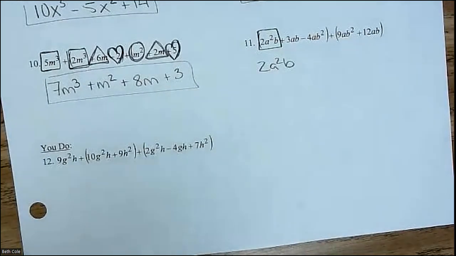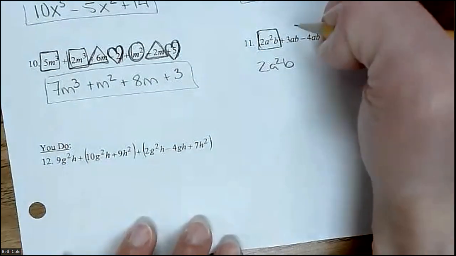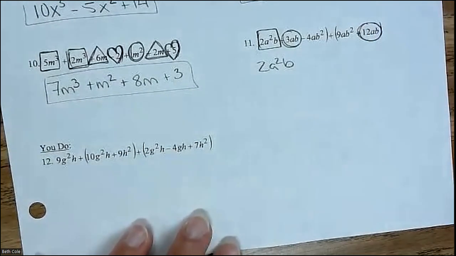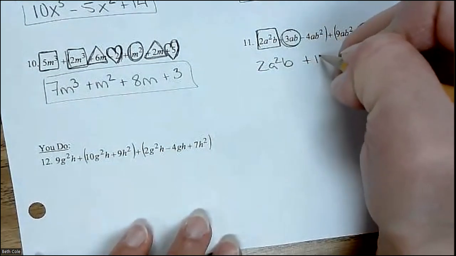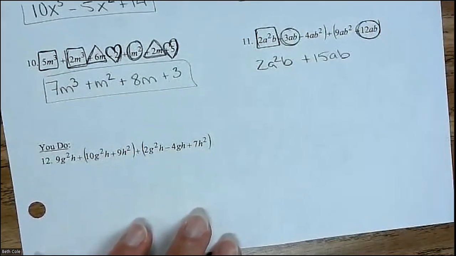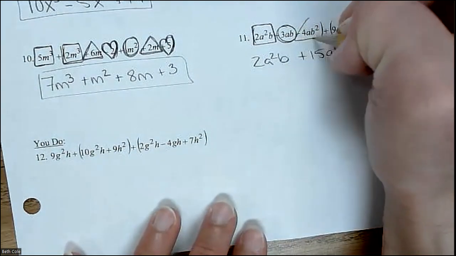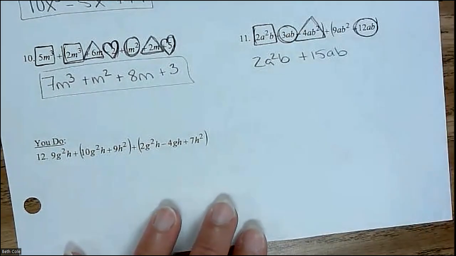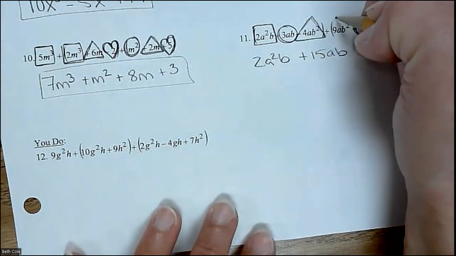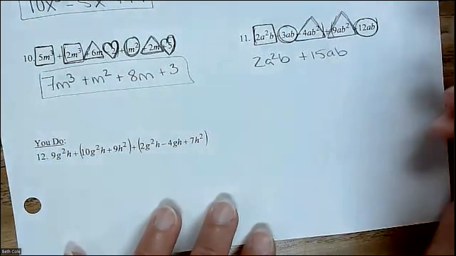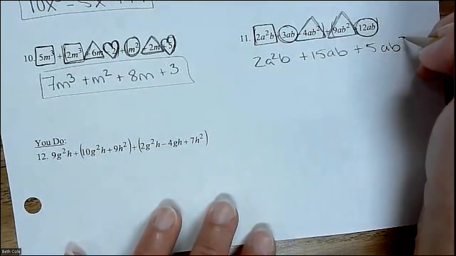This is one where there's not really a descending order because it's just a jumble. You have A's and B's. All right, so then we have 3AB. Do you see another AB? 12AB. So 3AB plus 12AB is 15AB. Good. And then we have -4AB squared plus 9AB squared. That would be 5AB squared.